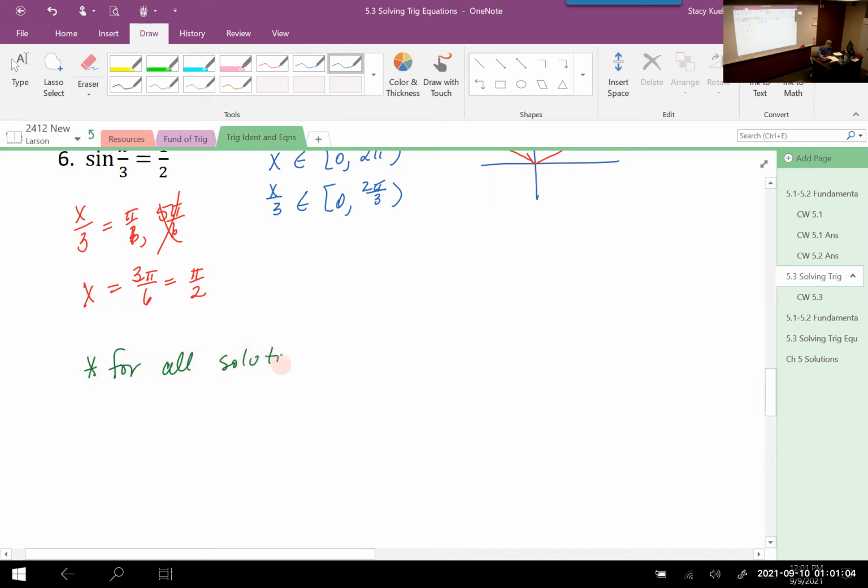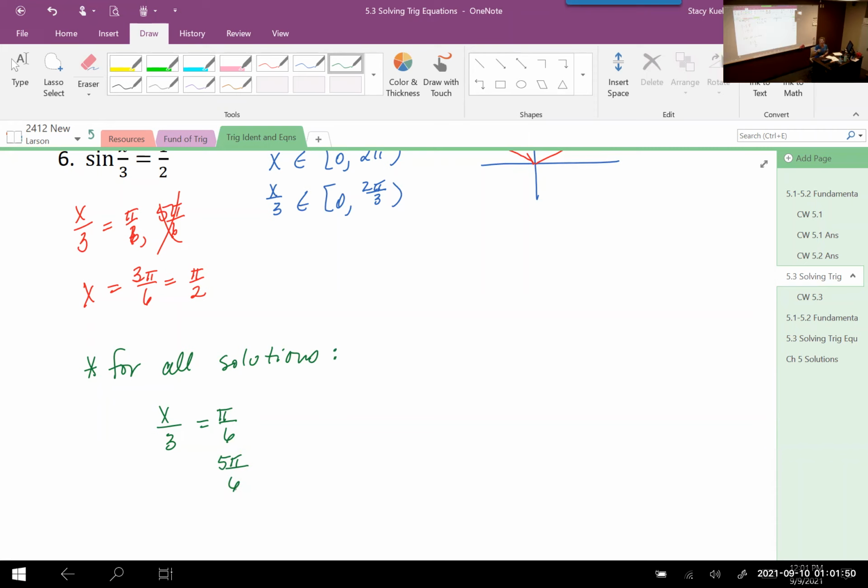For all solutions, I just want to come back and revisit this problem and talk about it in another way. If I wanted to know what all the solutions were, then we said the sine of pi over 6 gives me 1/2, and we said the sine of 5 pi over 6 gives me 1/2, correct? Okay, so all solutions. So we've gone back and we're addressing this differently. If I have all solutions, then I'm not restricting the domain anymore, right? So how do I go find the next angle that is coterminal to pi over 6?